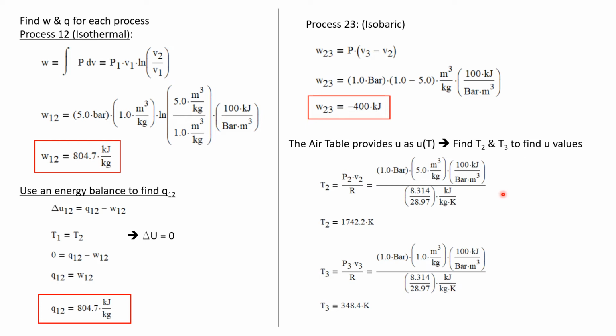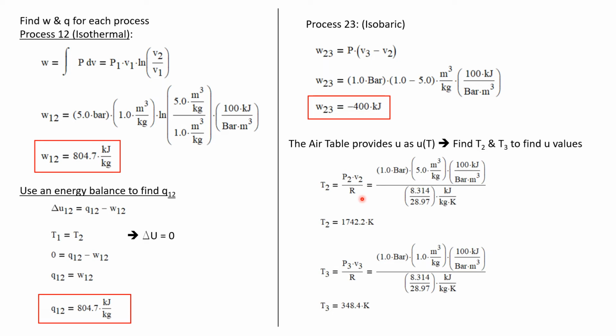Now, we can find the values of internal energy in the air table if we first know what the temperatures are. And we're going to need the temperatures of state 2 and state 3 in order to do that. So we can rearrange the ideal gas law. It's just the temperature is equal to pressure times specific volume divided by the gas constant.